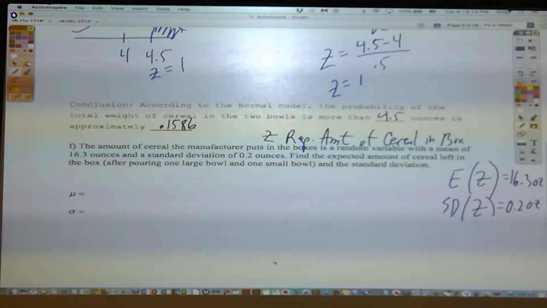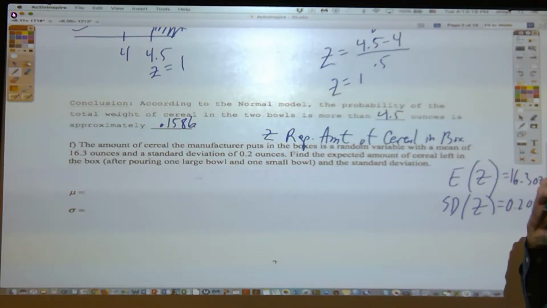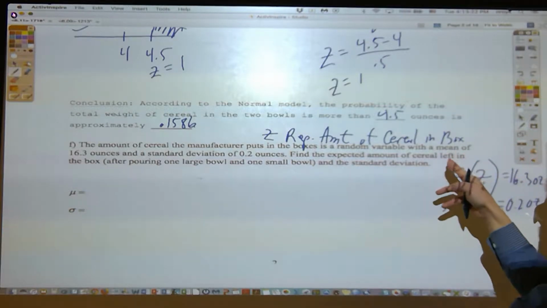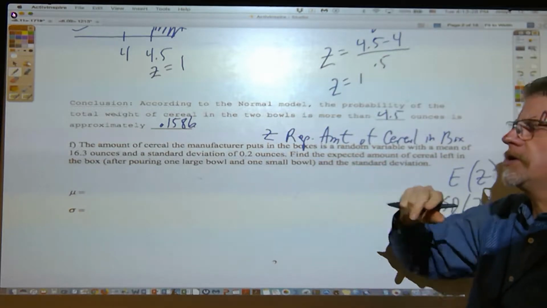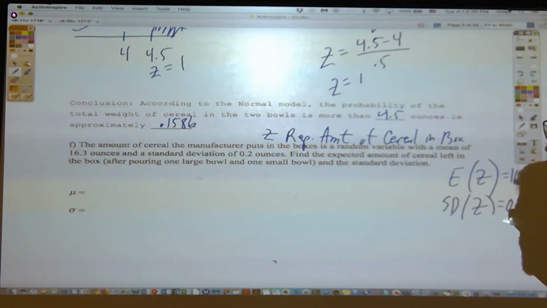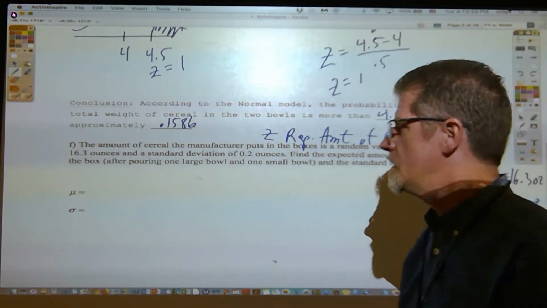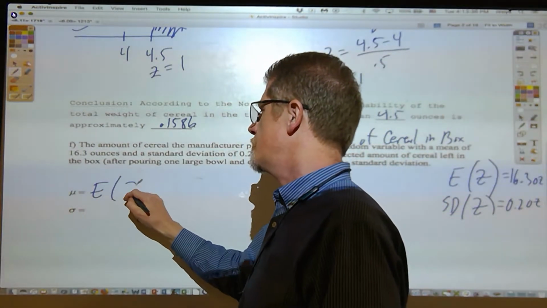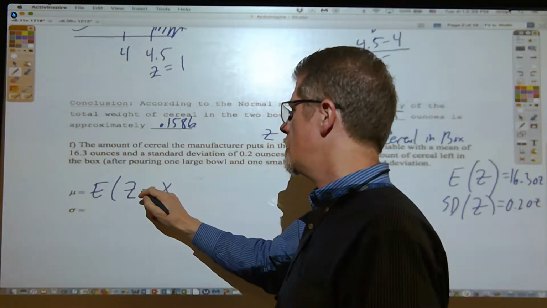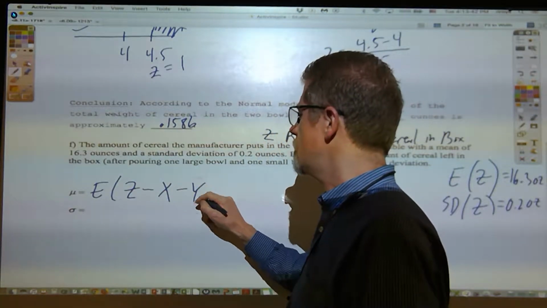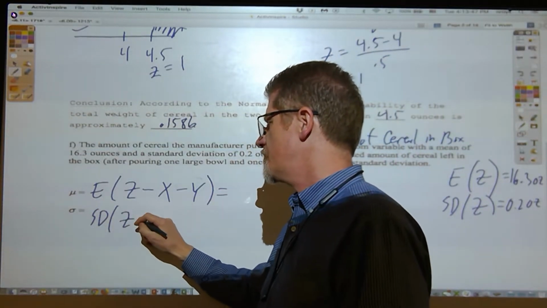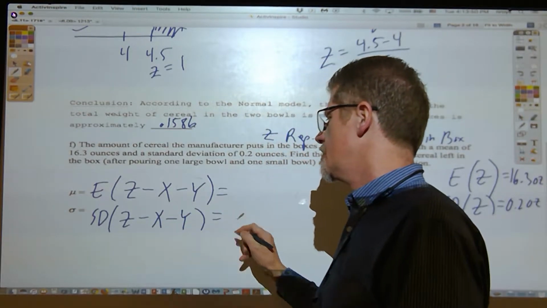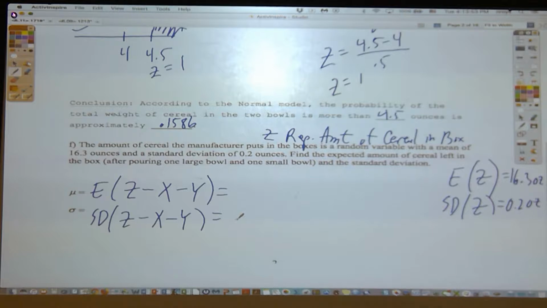So I would like you to think about what would be the model for the amount of cereal that's left in the box after you pour out a large bowl and then pour out a small bowl. How can I use X, Y, and Z to create that model? I think it's going to be start with the box, pour a small bowl, pour a large bowl, and that's the expression, the mathematical model of which we must find the mean and the standard deviation. So press pause, try to find both of these on your own.